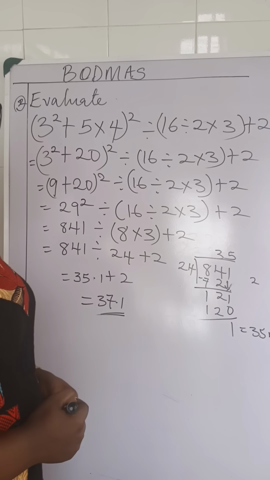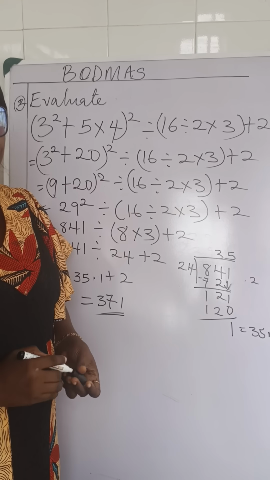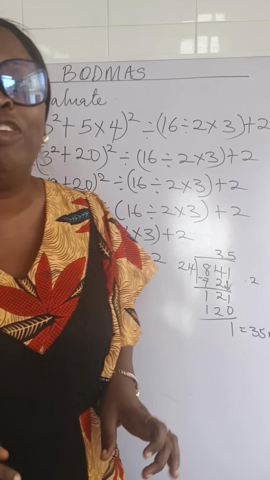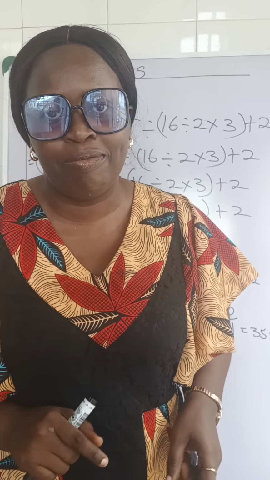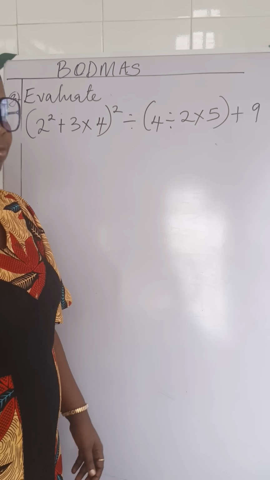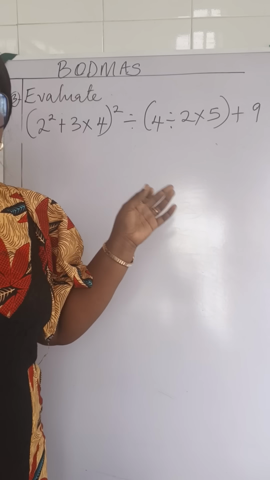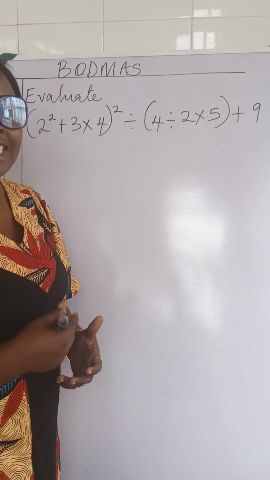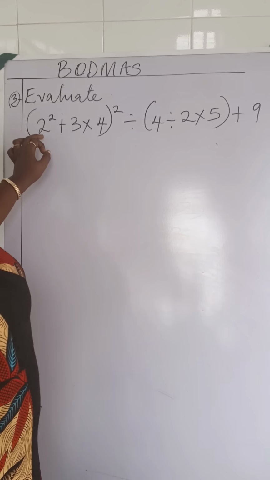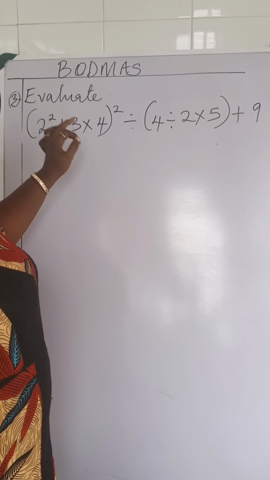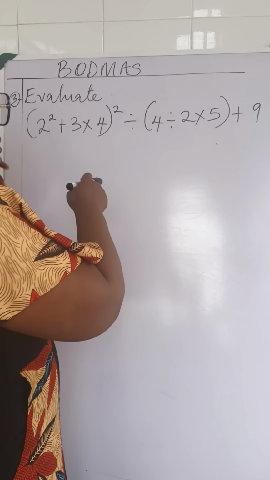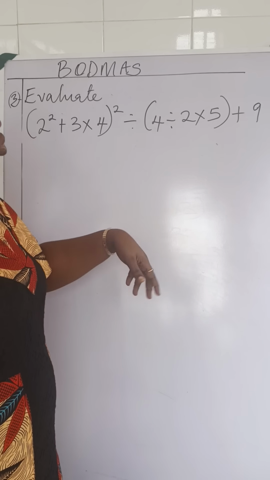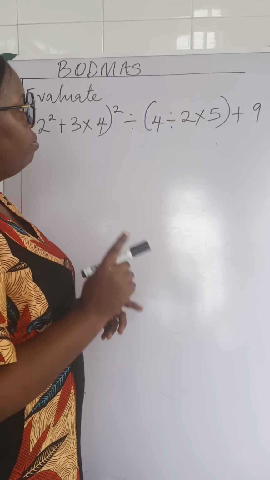That is the final answer. Hope you enjoyed the class, but I'm not going to leave you like that. I'm going to give you the one that you will solve, and I will see it in the comments. So look at what is on the board. I want you to simplify this for me, and I want to see the answer in the comment. 2 squared plus 3 times 4 in parentheses to the power of 2, bracket 4 divide 2 times 5, plus 9.